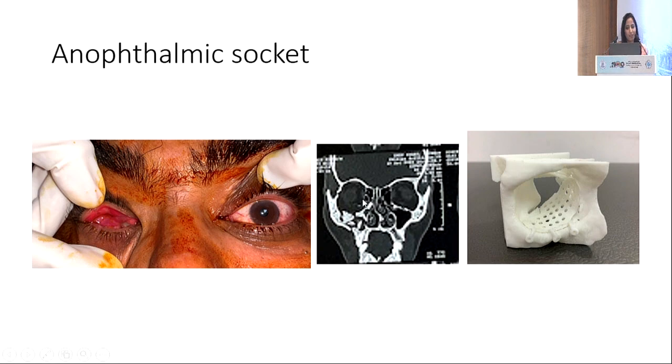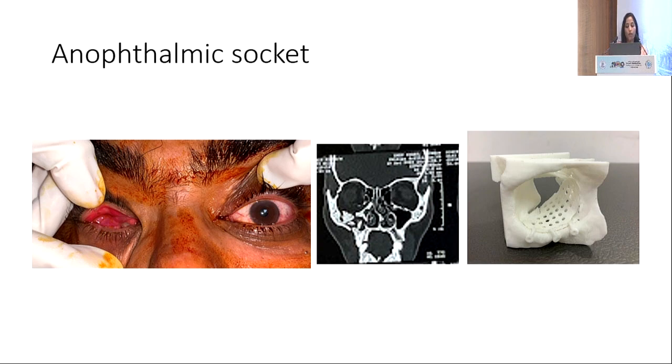But yes, it leads to a prosthesis which is not moving, and an enophthalmic looking, contracted-looking socket. So this is one of the causes of an enophthalmic socket, where because of the expanded volume, your prosthesis is enophthalmic, okay?